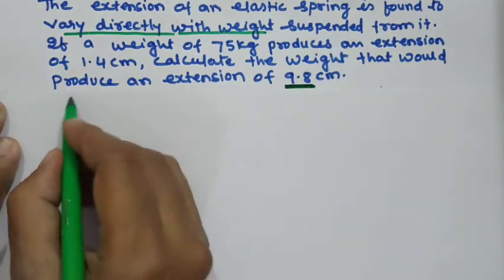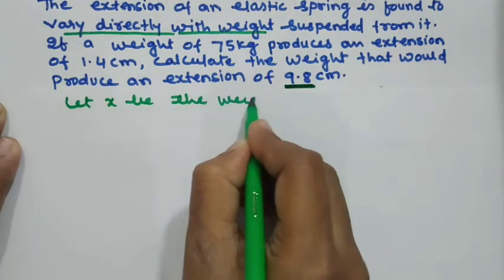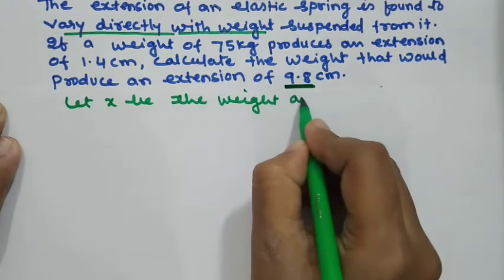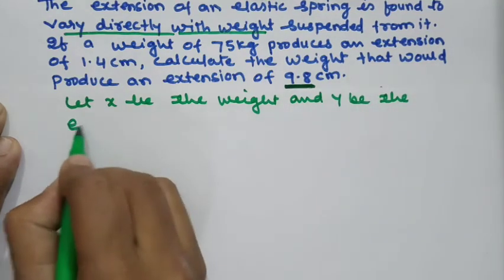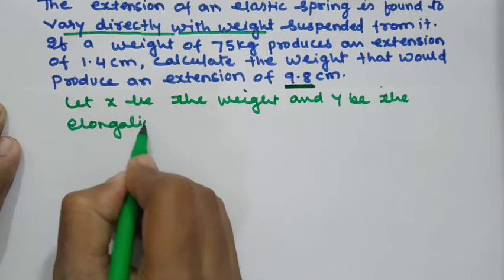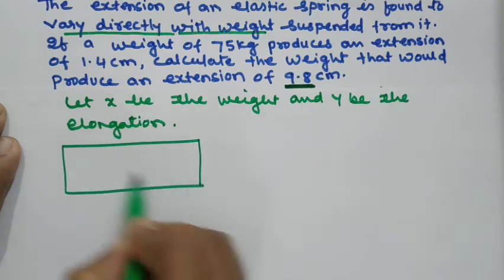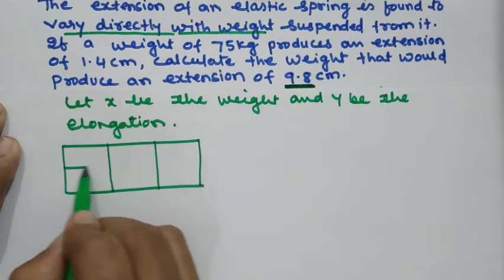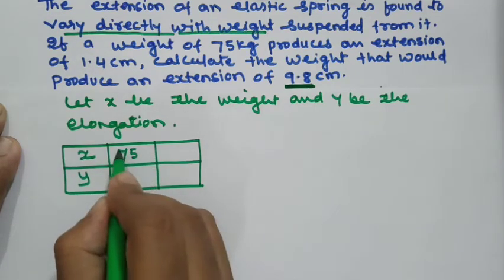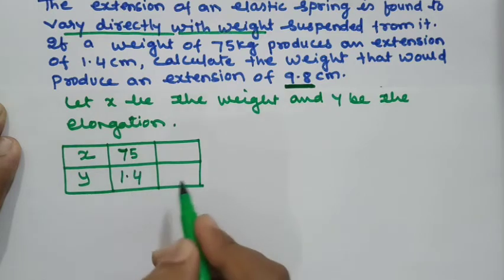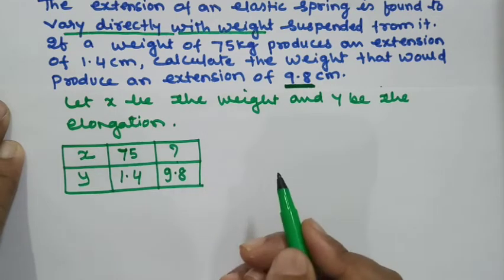So what will you say? Let x be the weight and y be the elongation. Elongation means extension. Now make the column. So see, x and y. If you are putting 75 kg of weight, your elongation is 1.4. Now suppose you want 9.8 centimeter of elongation. How much weight do you have to put?